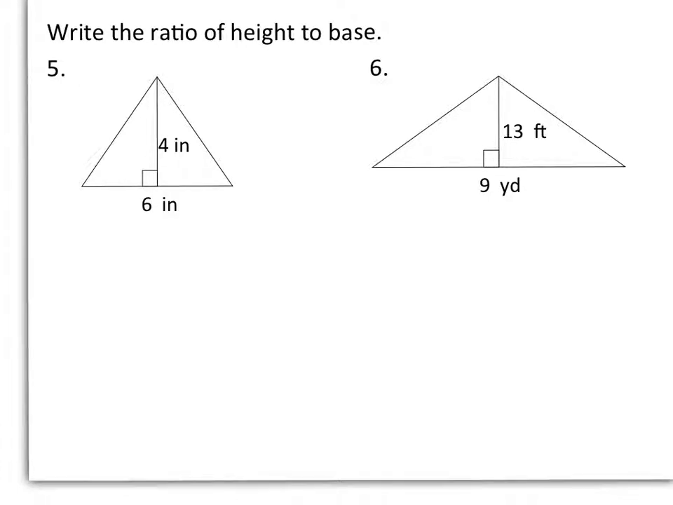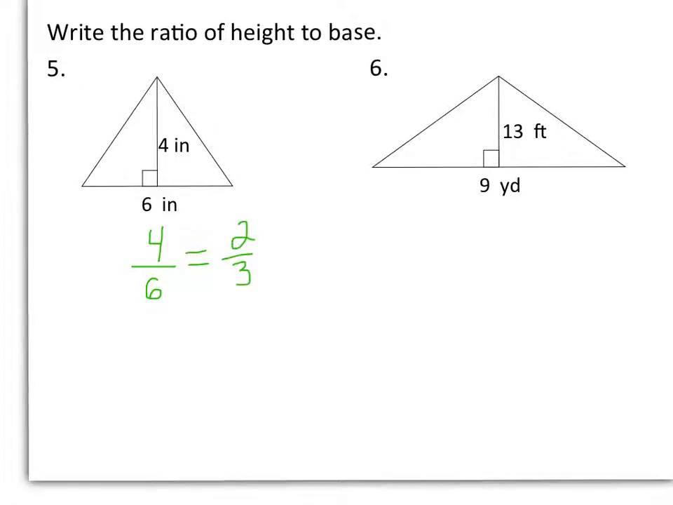In the next two examples, we are going to write the ratio of height to base for each triangle. So in number 5, our height is 4 and our base is 6. And then we want to reduce our ratio. So this has a ratio of 2 to 3.